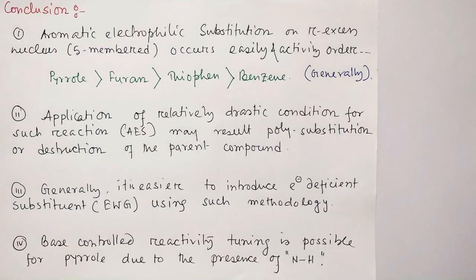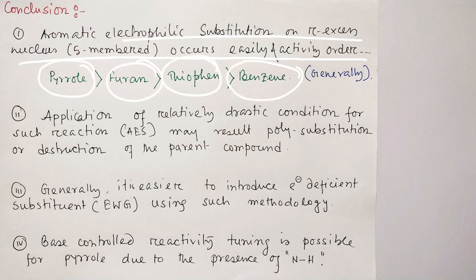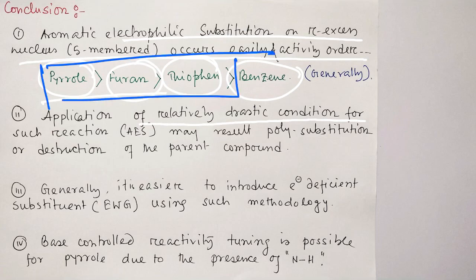So a lot of chemistry we have learned in this video. In conclusion, what have we learned today? Aromatic electrophilic substitution on a pi-excess nucleus occurs easily, and the reactivity order is generally pyrrole higher than furan, than thiophene, than benzene. You may find some exceptional cases, but this is general. And application of relatively drastic conditions for AES on such heterocyclic nuclei may result in polysubstitution. We don't expect that, we want selectivity.